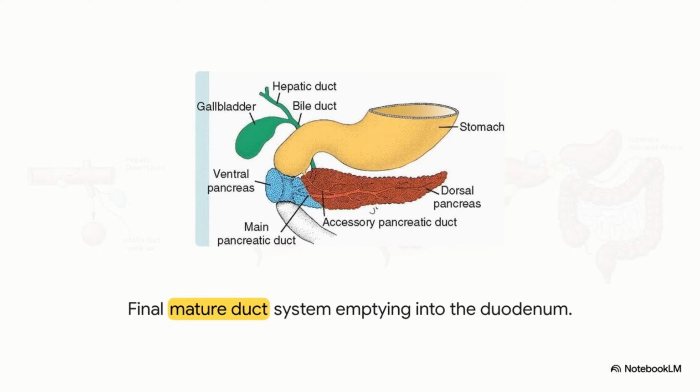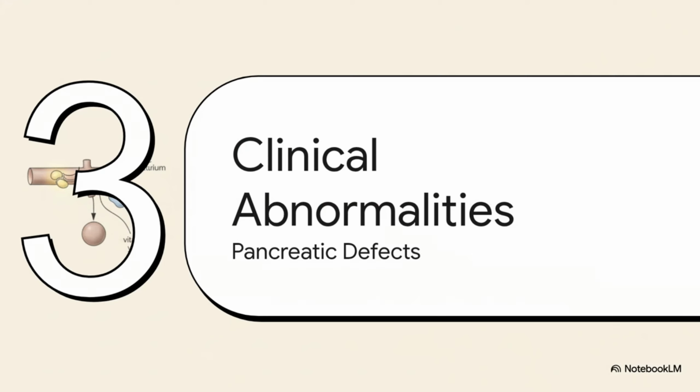In about 10% of cases, this fusion of the ductal systems completely fails. That means the original separated double system persists right into adulthood. That perfectly segues into Section 3, Clinical Pancreatic Abnormalities. What happens to the patient when this morphological dance goes wrong?